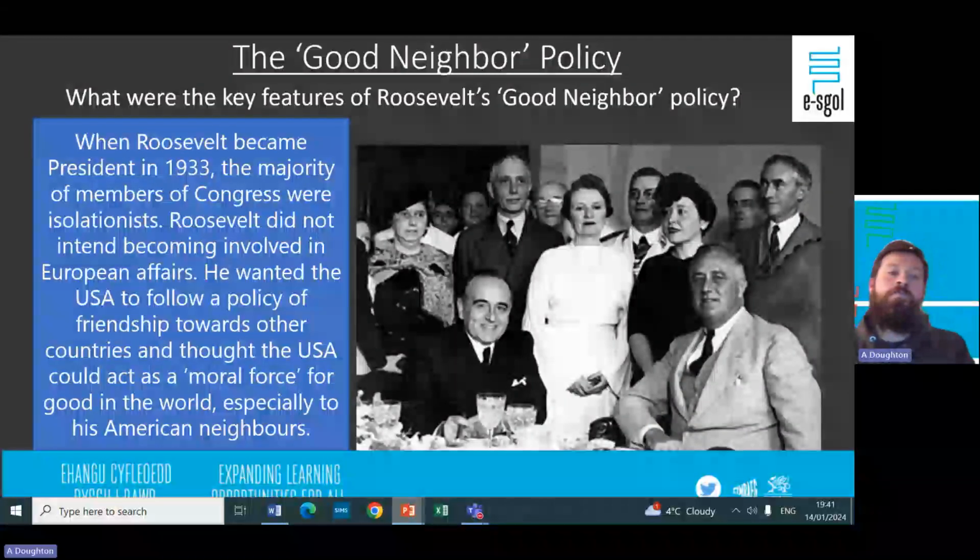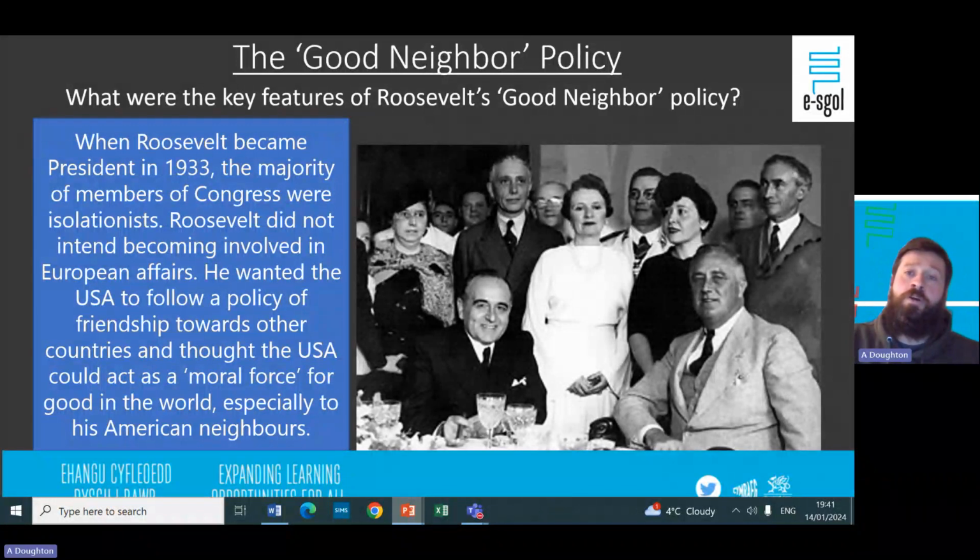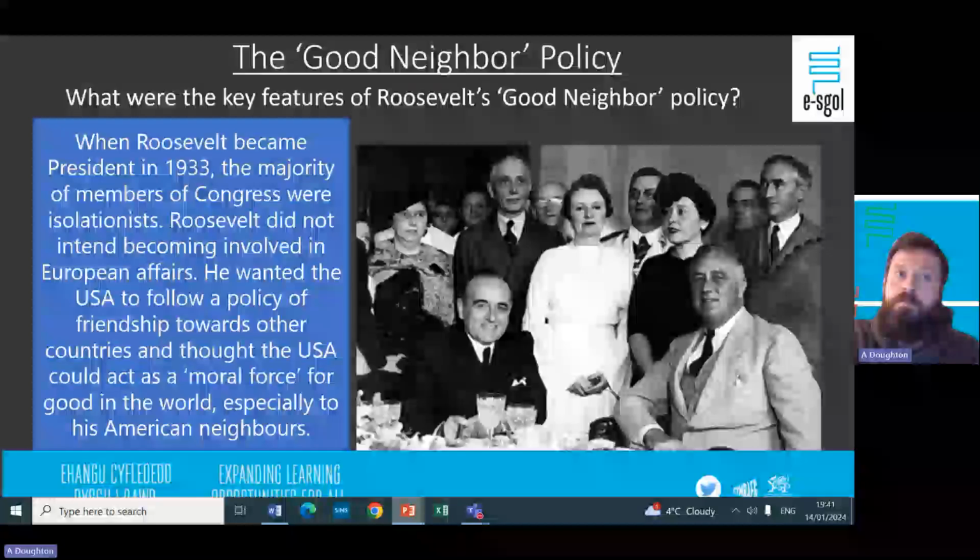So at this time, Roosevelt also followed a good neighbor policy in the 1930s. The idea was that he would be a force for good in the Americas. So again, there's still involvement in Latin America. This idea about isolationism doesn't seem to apply to what is happening in the Americas.